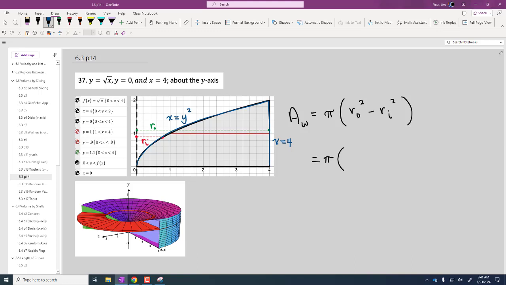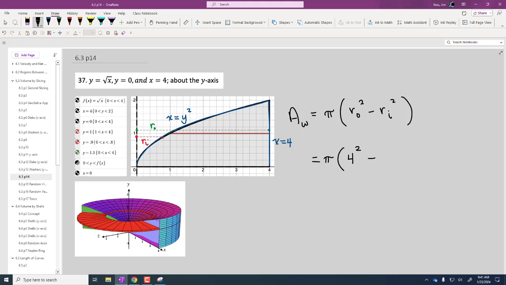So now it's measuring distance from the vertical axis instead of measuring distance from the horizontal axis. Now we can say, okay, r outer squared, r outer is this distance from here to here. We can see, oh yeah, that's just 4, right? Doesn't matter where you draw your representative rectangle, that is always going to be 4. So we will have 4 squared.